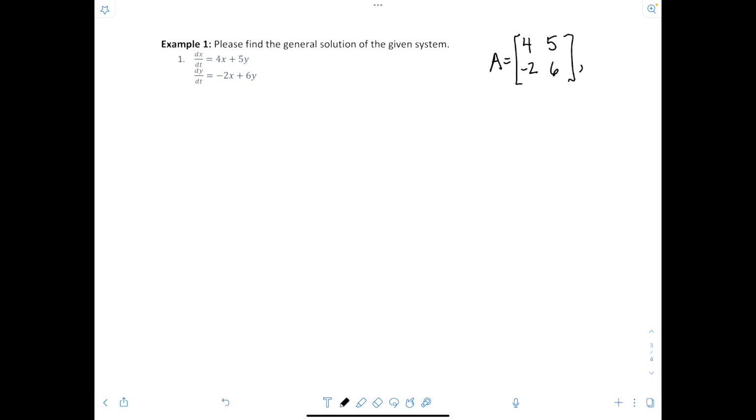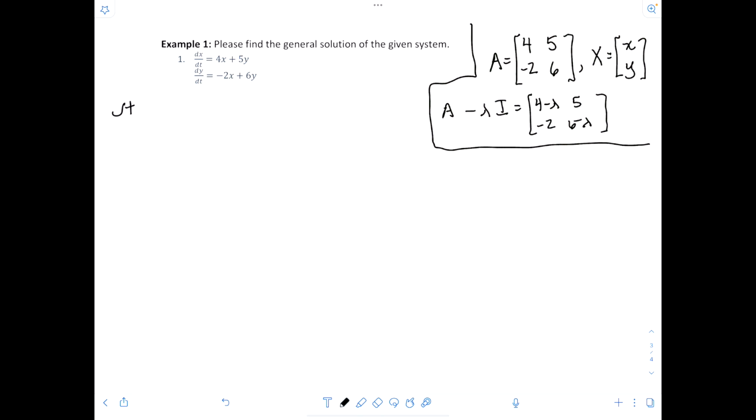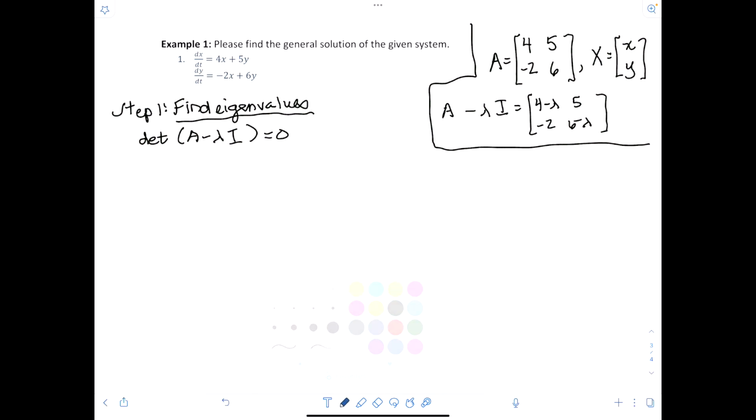And then our vector for our variables is just going to be x and y, since that's what we have in the system. And then A minus lambda I is equal to 4 minus lambda, 5, negative 2, and 6 minus lambda. Groovy? So the first step, as always, is to what? Beautiful. Find the eigenvalues. And remember, to find the eigenvalues, we need to solve the determinant of A minus lambda I equal to 0.